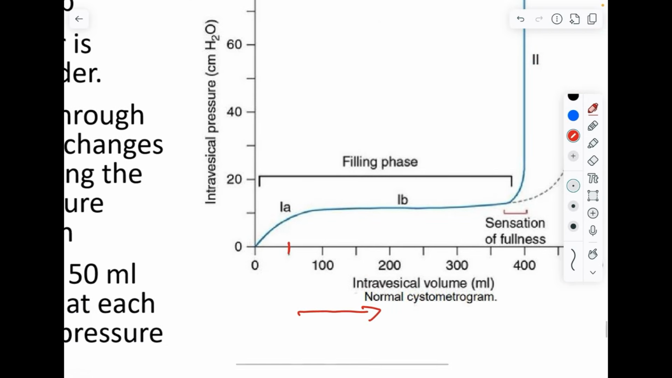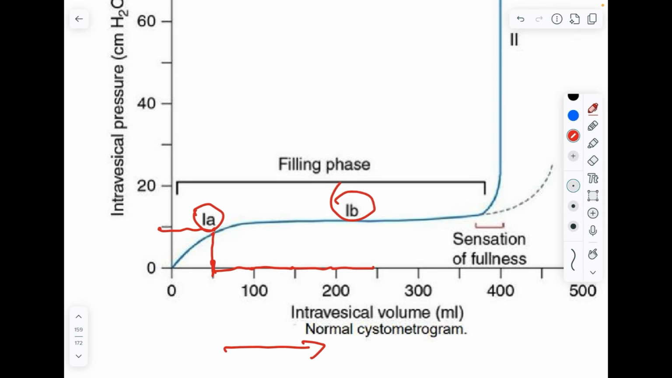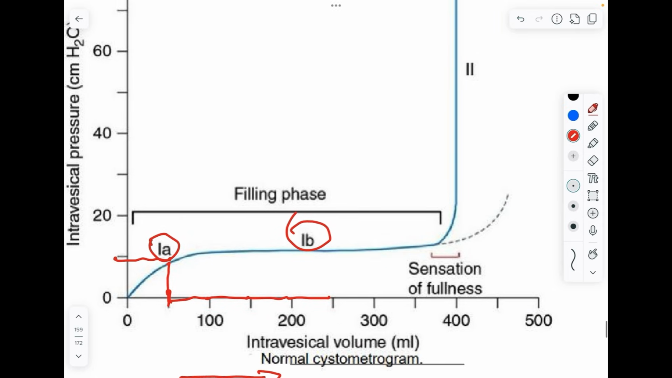Now, you see that at the first 50 milliliters, the pressure is increasing. You see? Pressure is increasing. This phase we call 1A. After that, second 50, third 50, fourth 50, you see we have what we might call a plateau, which is 1B. This is due to Laplace's law. I will discuss it later, but just know that the pressure does not increase in this second phase.